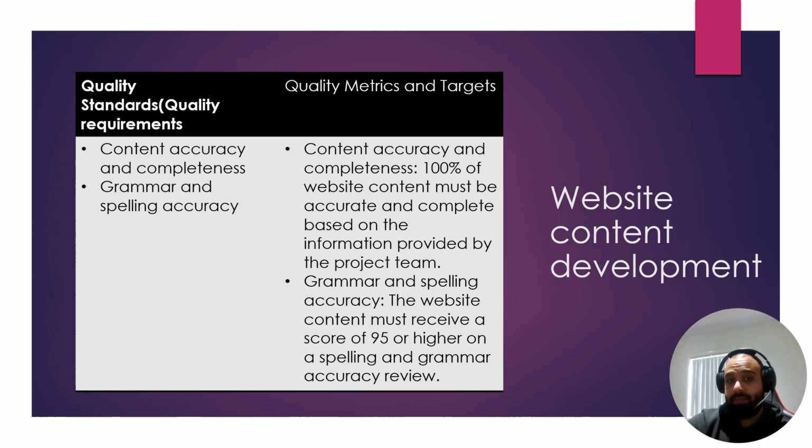Well, what's the quality metric or target, or how can this be applied? Well, content accuracy and completeness: 100% of website content must be accurate and complete based on the information provided by the project team. Grammar and spelling accuracy: the website content must receive a score of 95 or higher on spelling and grammar accuracy review.